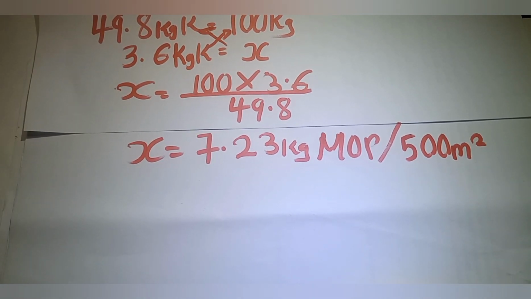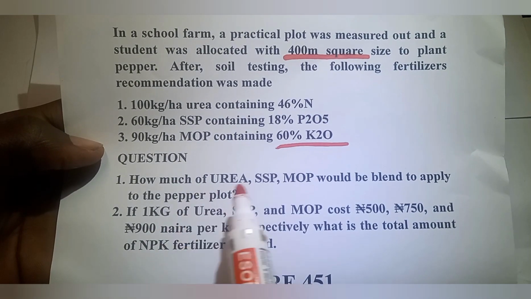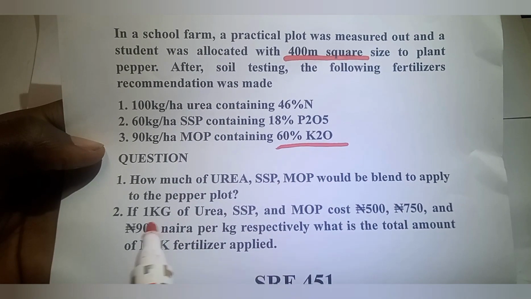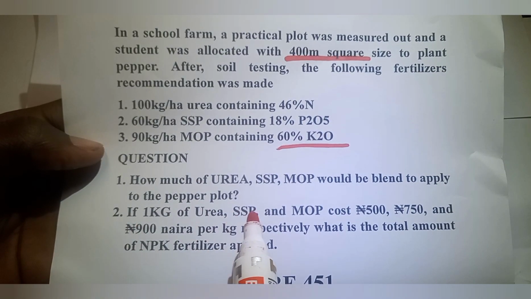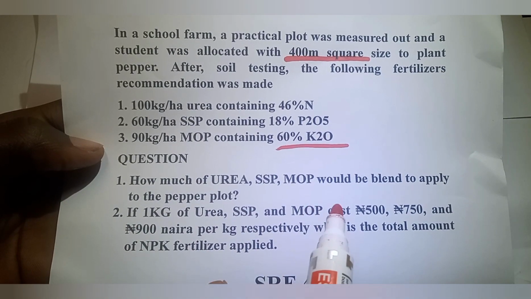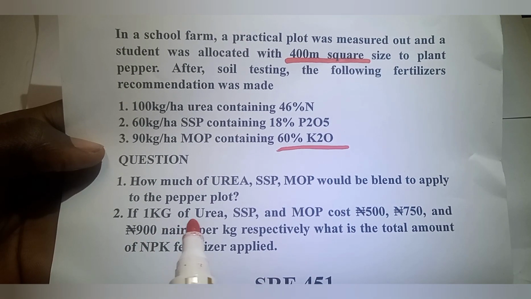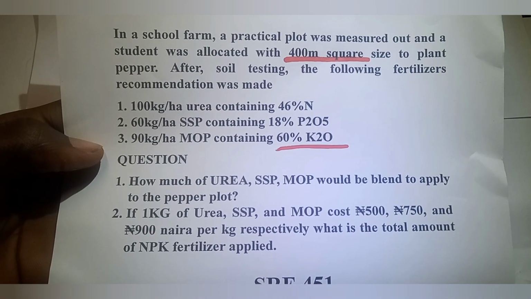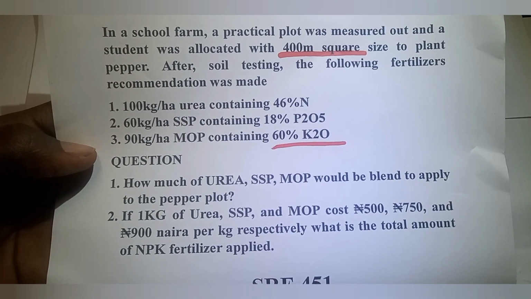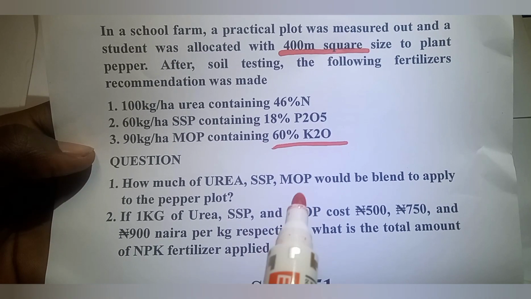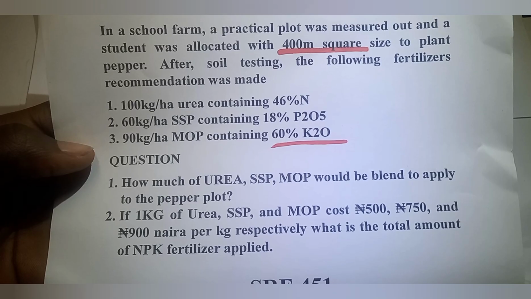So I'm done with question number 1, which is: how much of urea, SSP, MOP will be blended to apply to the pepper plot. Now question number 2 says that if 1 kilogram of urea, single superphosphate and muriate of potash cost 500 naira, 750 naira, and 900 naira per kilogram respectively, what is the total amount of NPK fertilizer applied? You know, this is very simple. Just multiply each amount by the value that you just got. That is what I'm going to be doing right now.